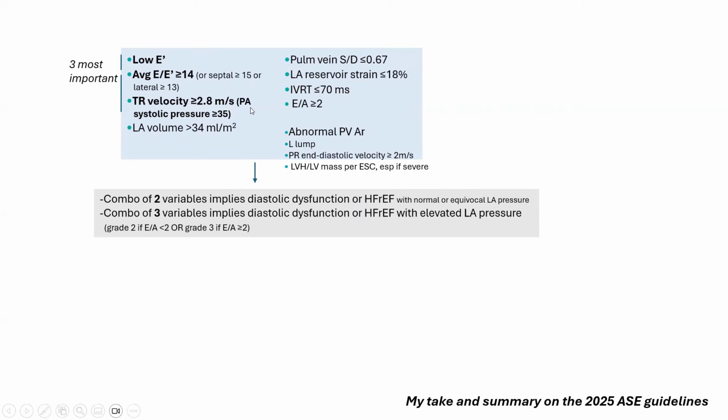But they also added a bunch of other features. So they gave you more options to define diastolic dysfunction and elevated LA pressure. For example, they added pulmonary vein S and D reversal, or pulmonary vein abnormal A reversal, or isovolumic relaxation time, LA reservoir strain, LA stiffness, pulmonic regurgitation end-diastolic velocity, which corresponds to PA diastolic pressure.